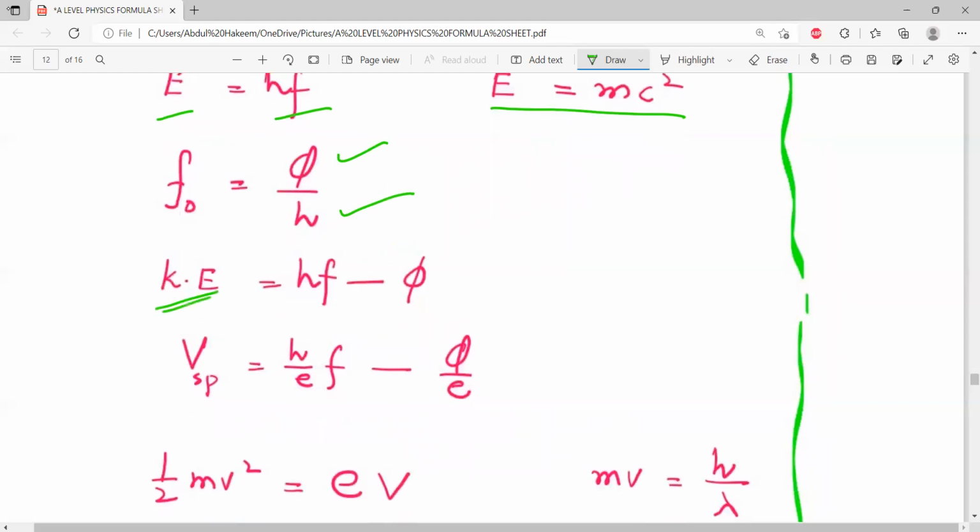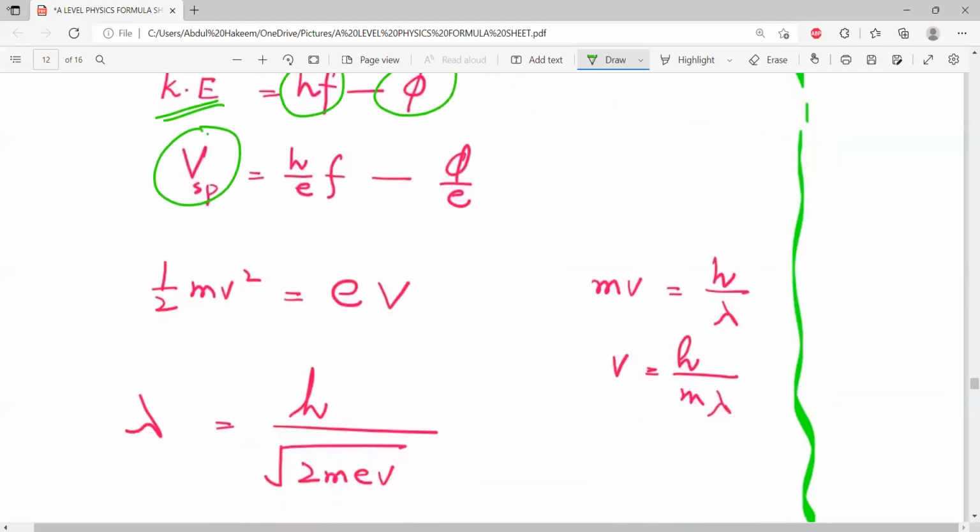The kinetic energy of an ejected electron is hf of the photon minus the work function of the metal, and the stopping potential is h over e times f minus phi divided by e, and kinetic energy is equal to work. Work is charge multiplied by voltage, so for the charge of the electron, eV. So half m v squared is equal to eV. So mv is equal to h over lambda.